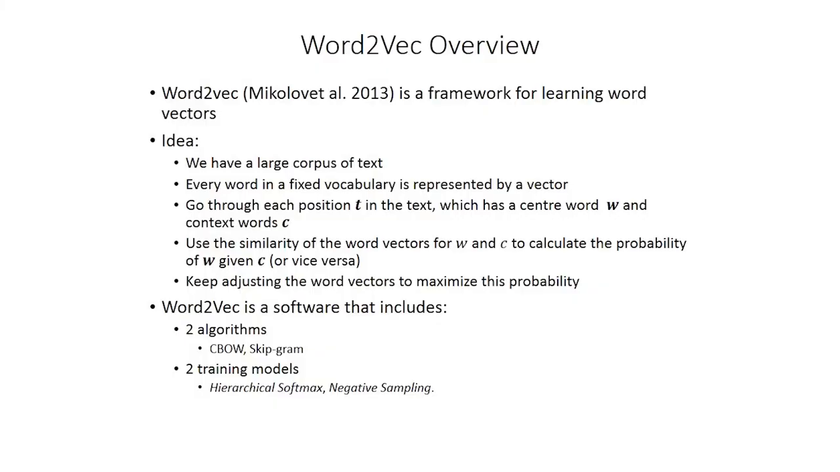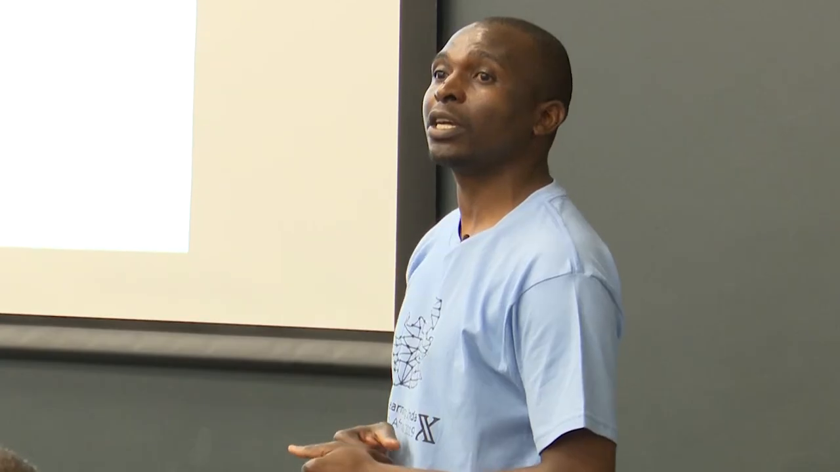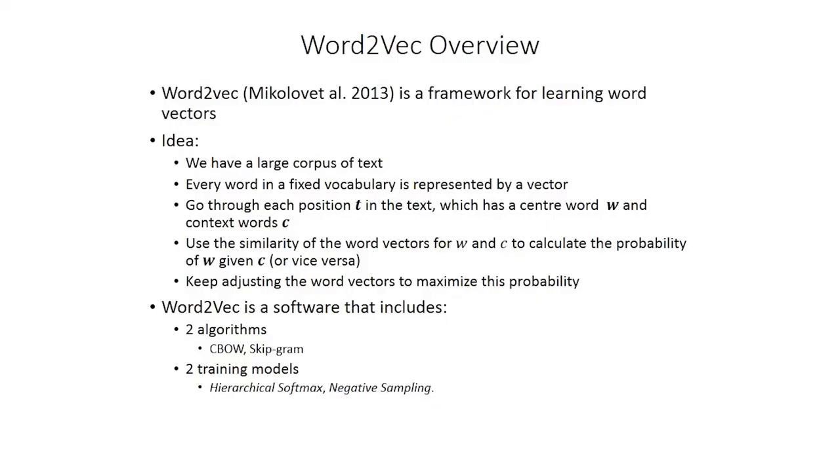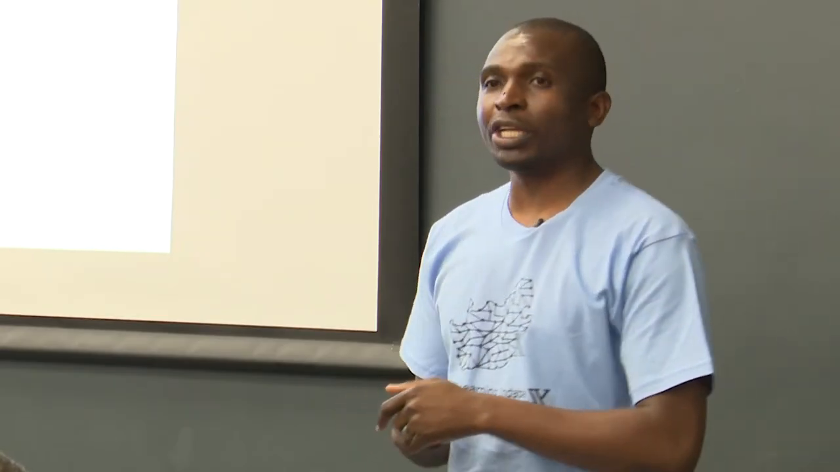Word2vec overview: word2vec was proposed by Mikolov in 2013. It's a framework for learning word vectors. The idea is we have a very large corpus. Every word in a fixed vocabulary is represented by some vector, and usually we use the one-hot word vector representation, which we have talked of before. We go through each position in the text and try to get the context around that position. For the context, we can define a context window for a given word. We can choose a window of size 2, size 3, and so on.